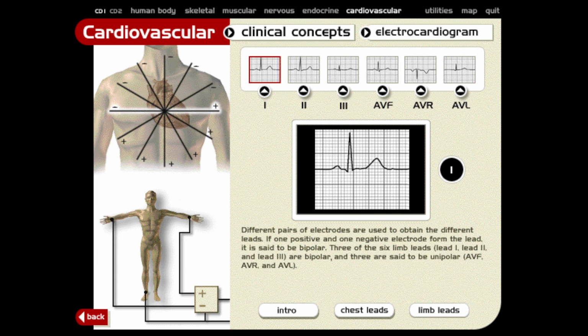Different pairs of electrodes are used to obtain the different leads. If one positive and one negative electrode form the lead, it is said to be bipolar. 3 of the 6 limb leads, lead 1, lead 2, and lead 3, are bipolar, and 3 are said to be unipolar, AVF, AVR, and AVL.